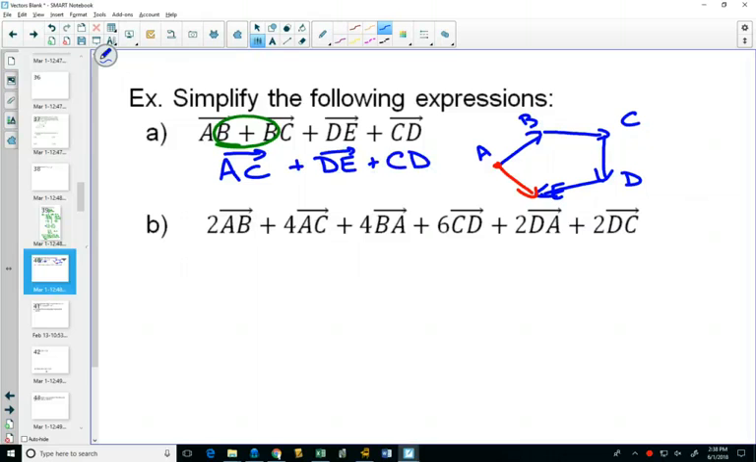And then, I'm going to rewrite these, but the order doesn't matter how I write them. I could then put the first and the third one together. AC plus CD would become AD. And then I still have DE. And then AD and DE would become AE in the end.